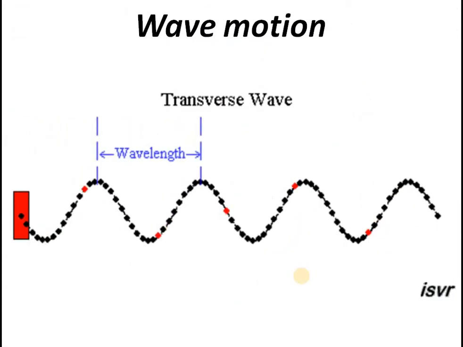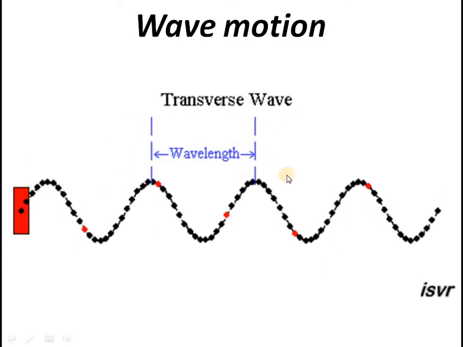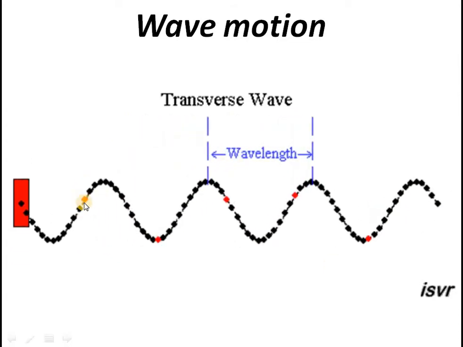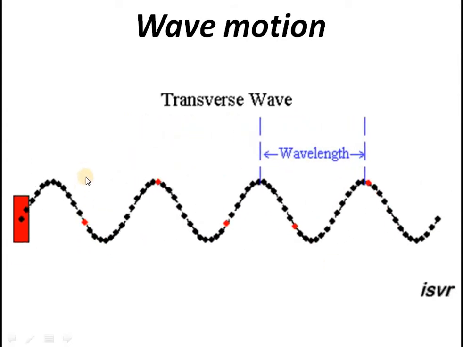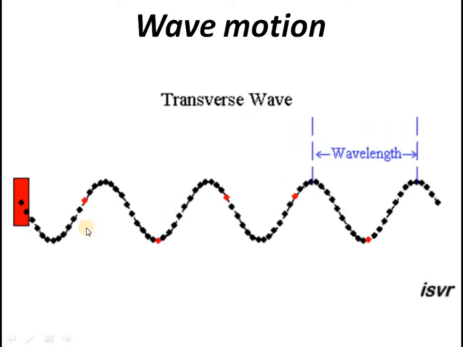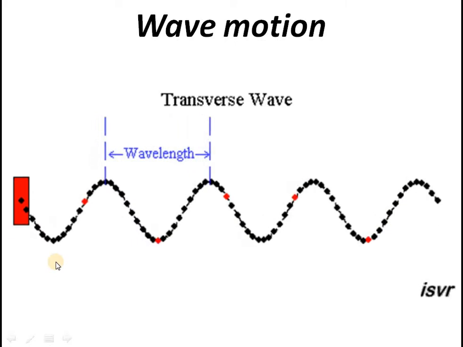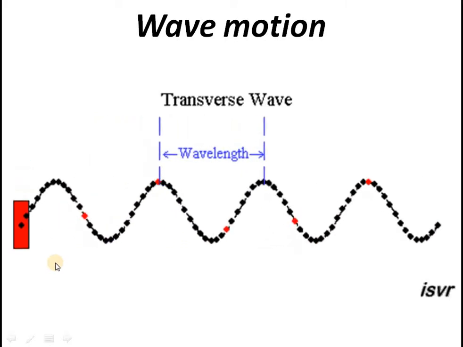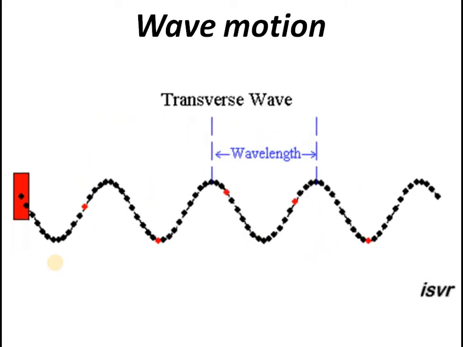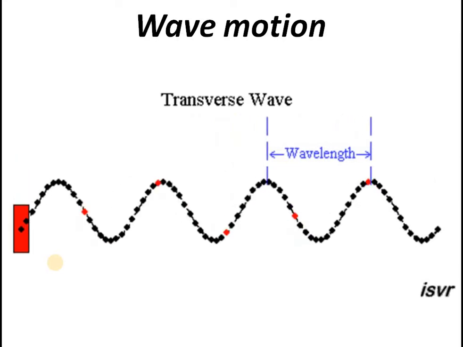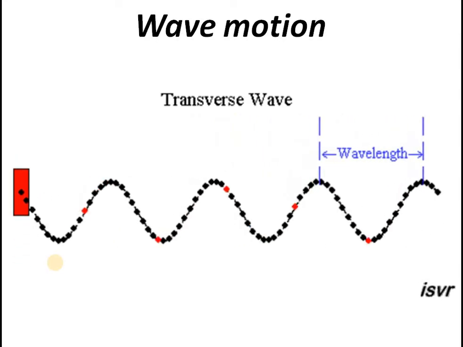It is clearly shown here that the particles are simply moving up and down in the case of a transverse wave. You can see the red spots in the wave. If you watch closely, the red spots are simply moving up and down. They are not executing any horizontal displacement.